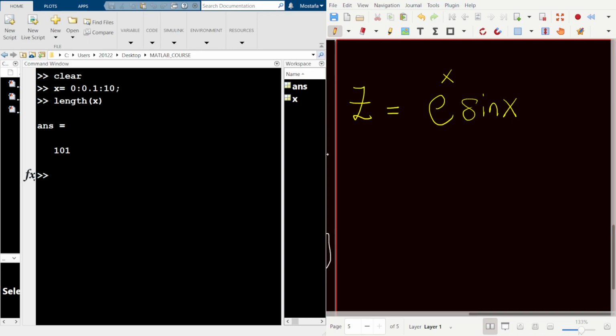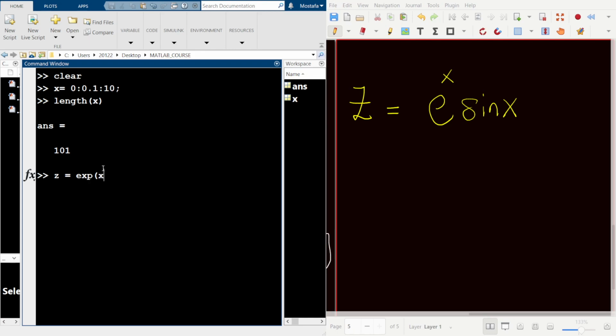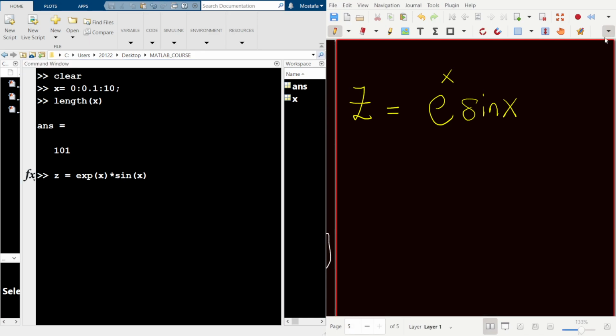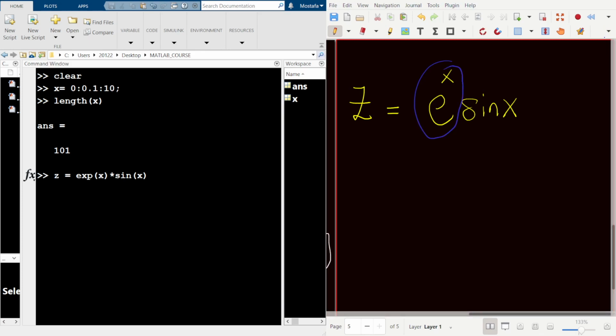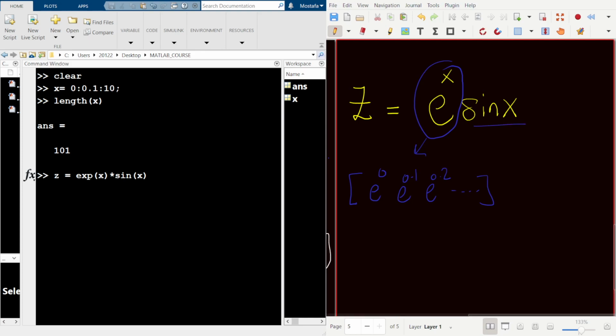Now let's interpret this. So let's actually start writing here. z equals the exponential function in MATLAB, which is exp of x, and automatically it's vectorized, times sine of x. We have to think a little bit here to see if this is the correct way to write it. When I calculate the exponential, or e raised to power x, that's basically a big array that contains e raised to power 0, e raised to power 0.1, e raised to power 0.2, and there are 101 elements of this big array. Similarly, sine x is another big array that contains sine of 0, sine of 0.1, and so on and so forth.